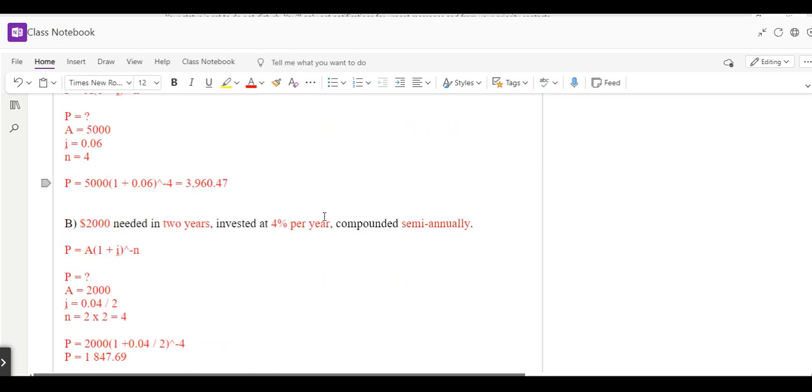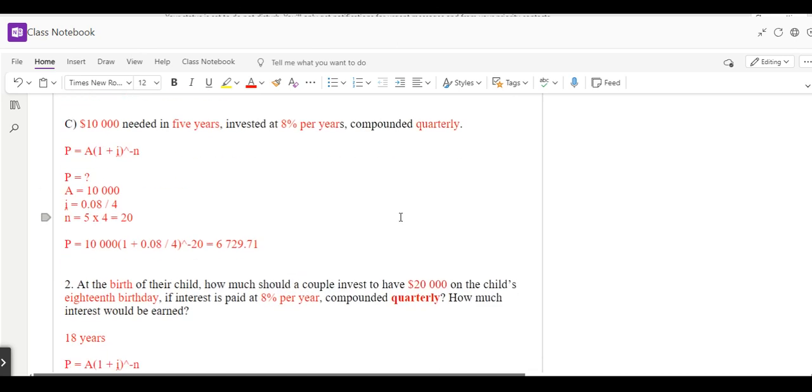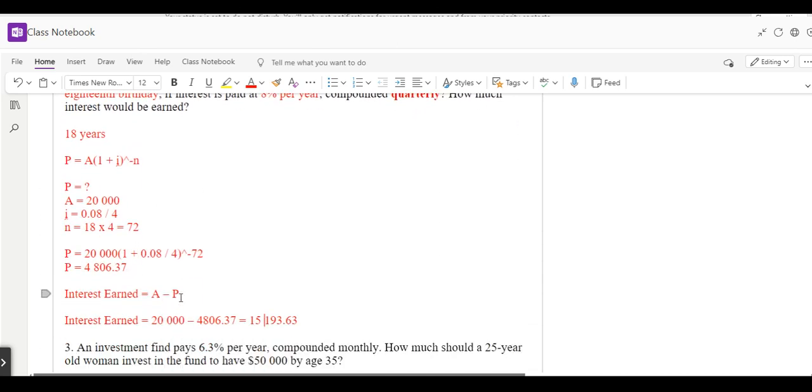And keep in mind, at any point, all of these questions could ask how much interest is earned, but all it is to calculate the interest then is just A minus P.